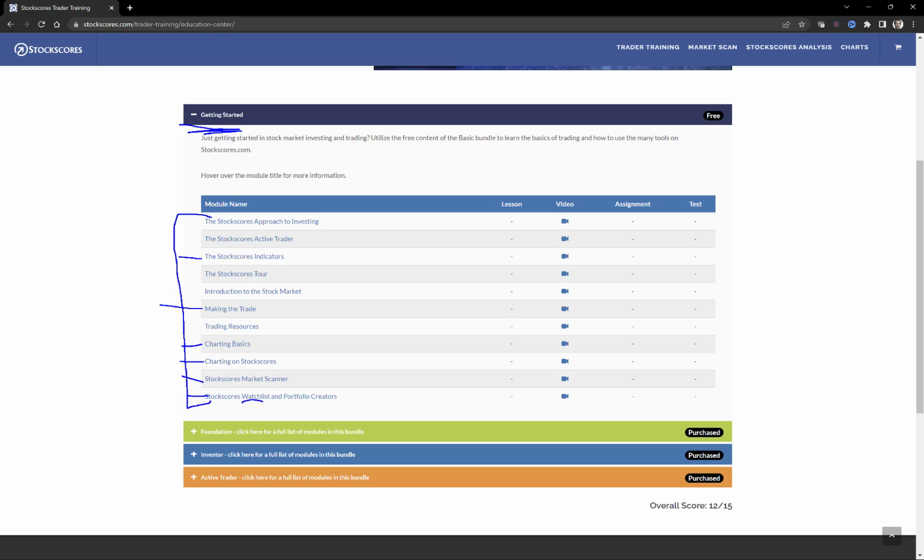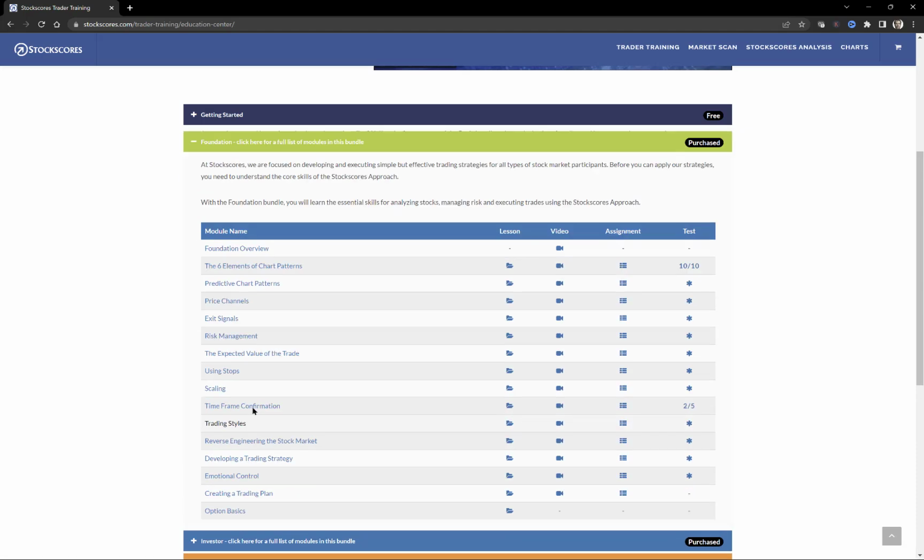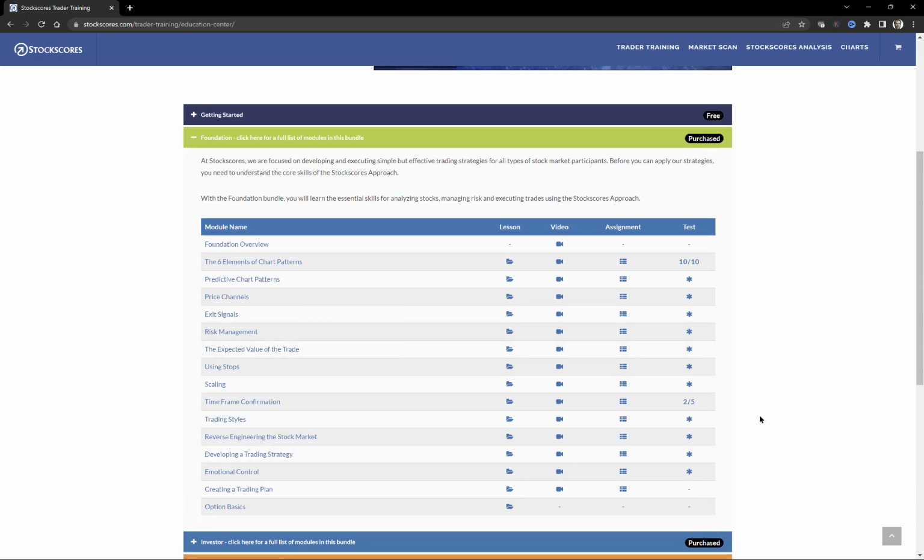We have a watch list creator and a portfolio creator tool, which are free to use. Anyone can use those. The market scan is a member tool. Charting on Stockscores is free, so you can pull up the chart of whatever stock you like and see the Stockscores indicators for that chart as well.